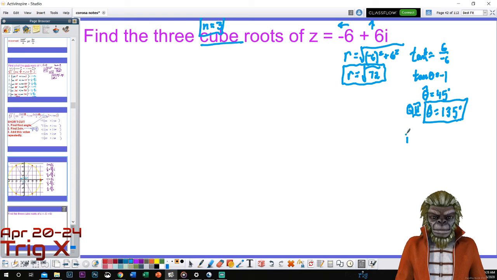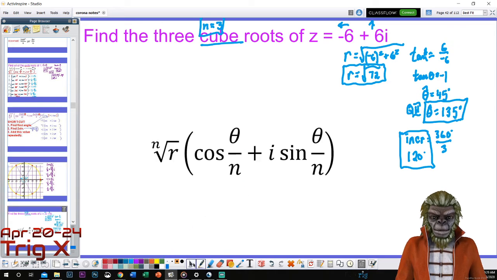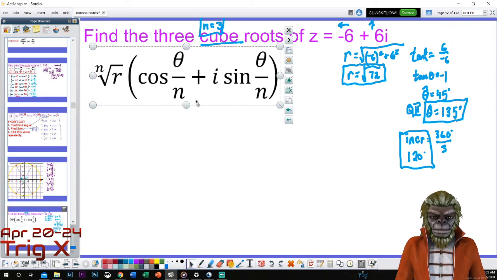Finally I'm going to do my increments. My increment, remember, is 360 divided by n. And here n was 3 because of the cube root. So my increment is going to be 120 degrees. I have all the information I need, so let's go ahead and paste my cool formula and shrink it down a bit.